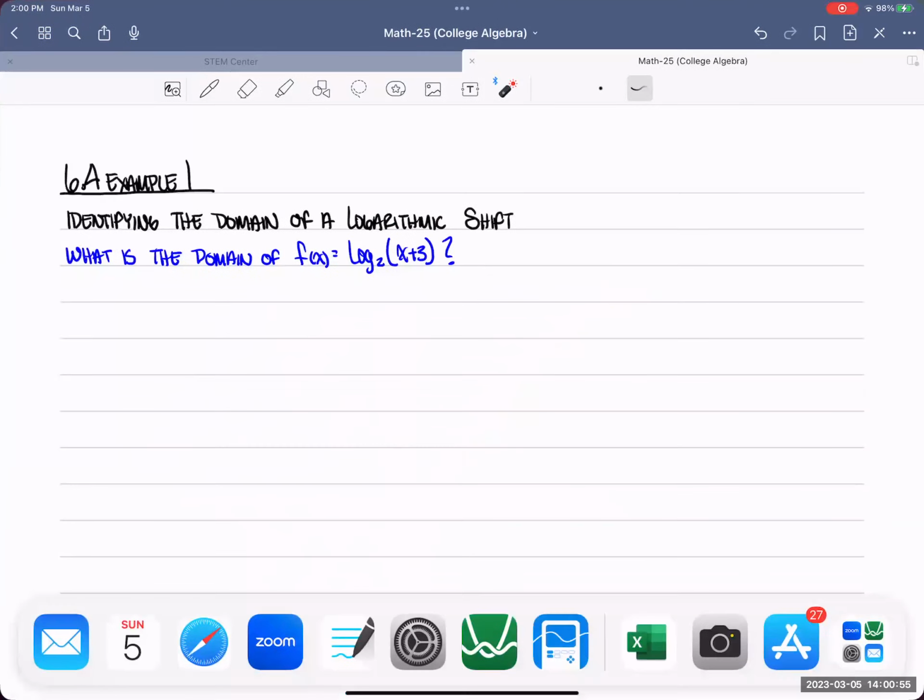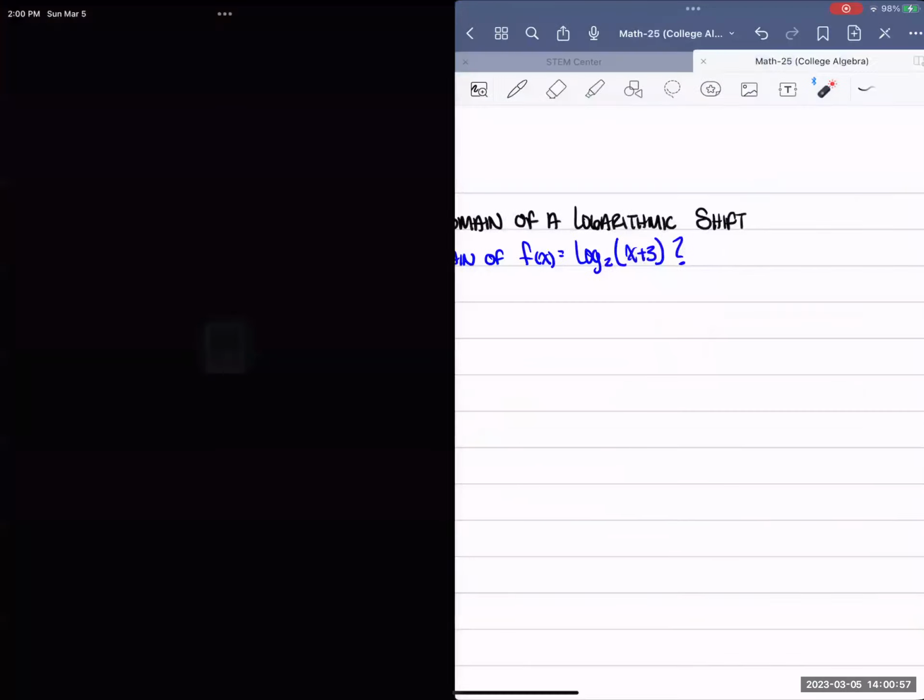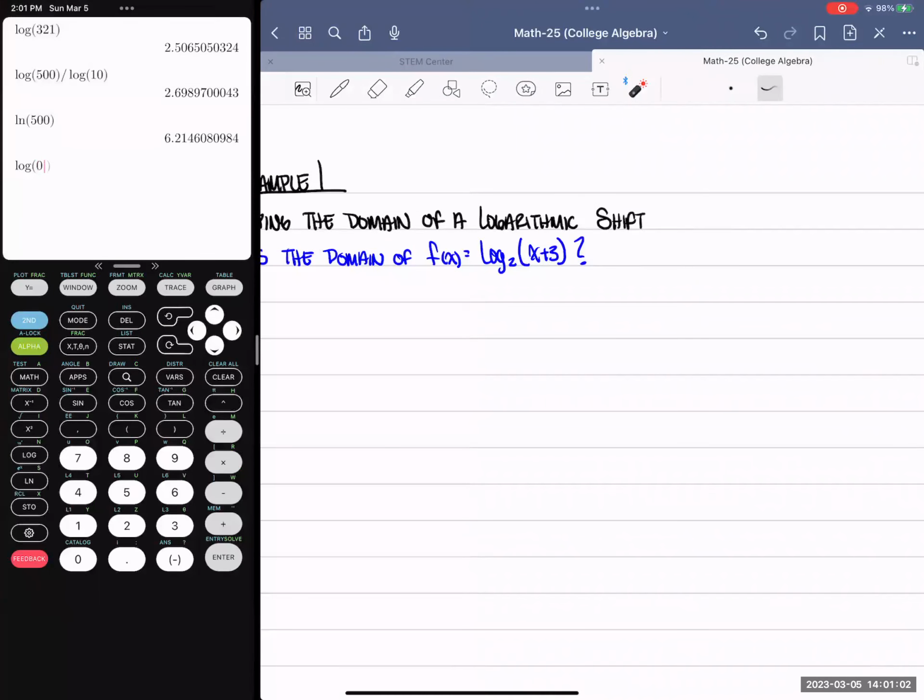Because if we try to find log of 0, we get an undefined solution. So log of 0, not a number, so undefined. But if we do log of 0.00005, we do end up with a solution here. So even though it's a really small number, it's still a value that we could plug in. But again, if we plug just 0 in there, we're not going to get a solution.